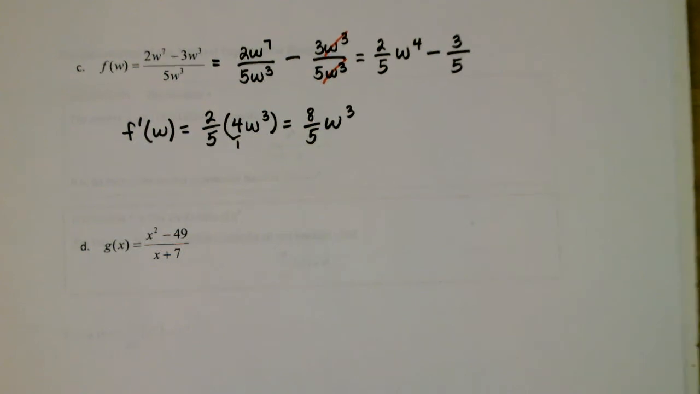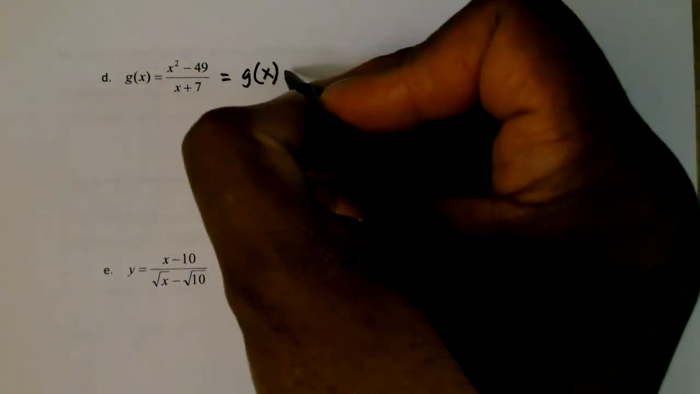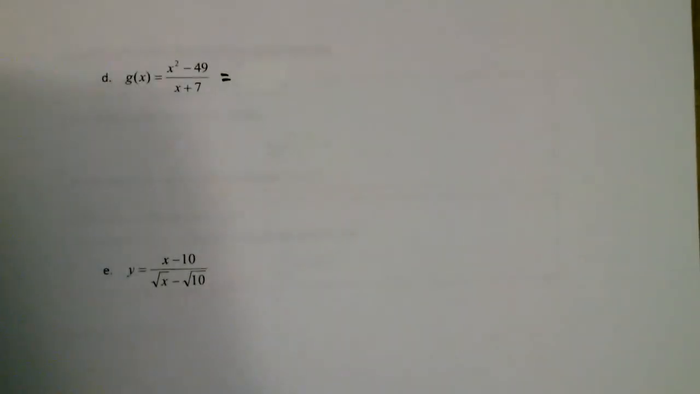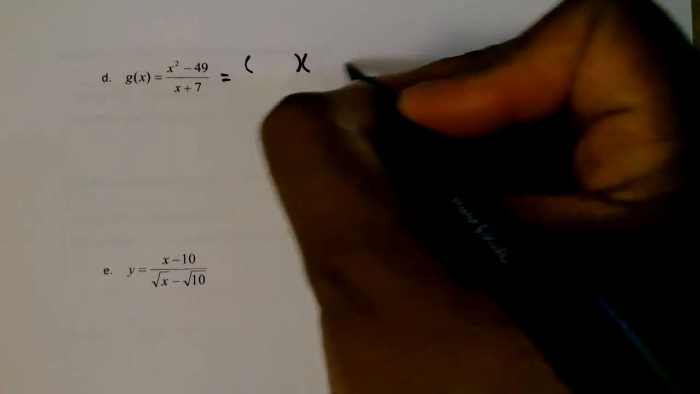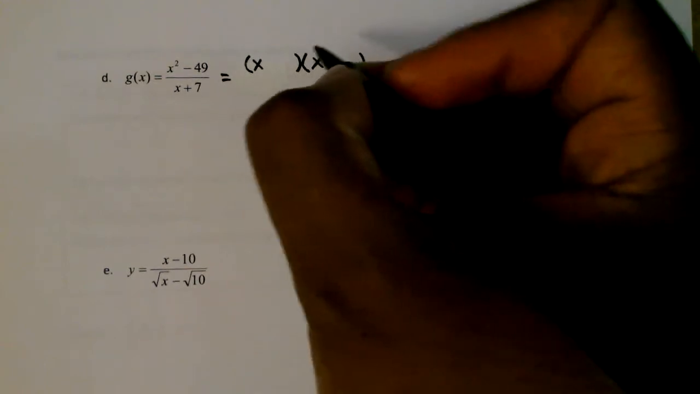Okay. All right, here's part D. g of x is equal to x squared minus 49 divided by x plus 7. All right, now let's simplify this if we can. That numerator, that x squared minus 49, is, in this case, the difference of two perfect squares, which can be factored as the sum and the difference of the same two terms. So here, that x squared breaks up as x and x.